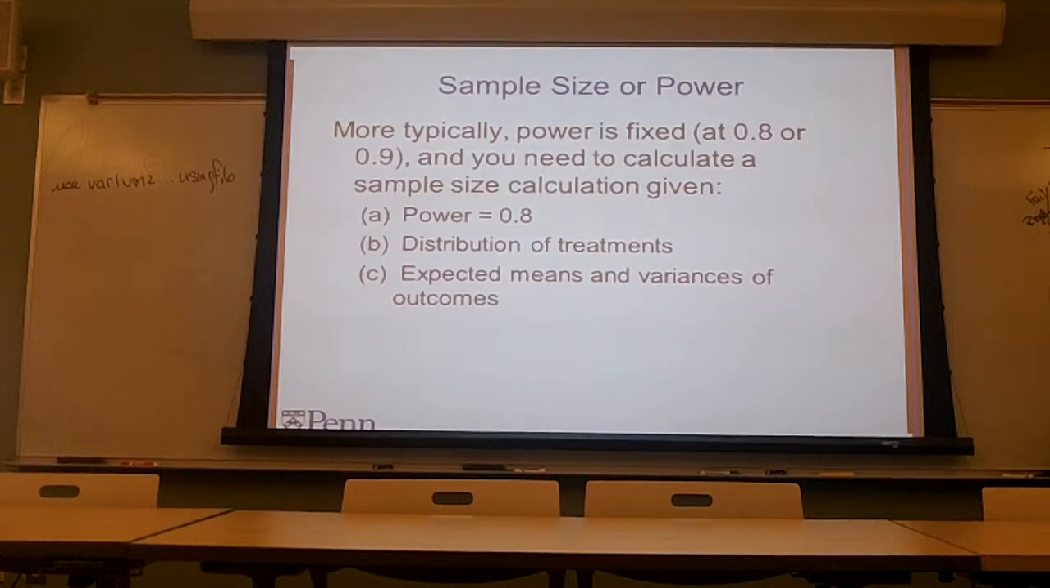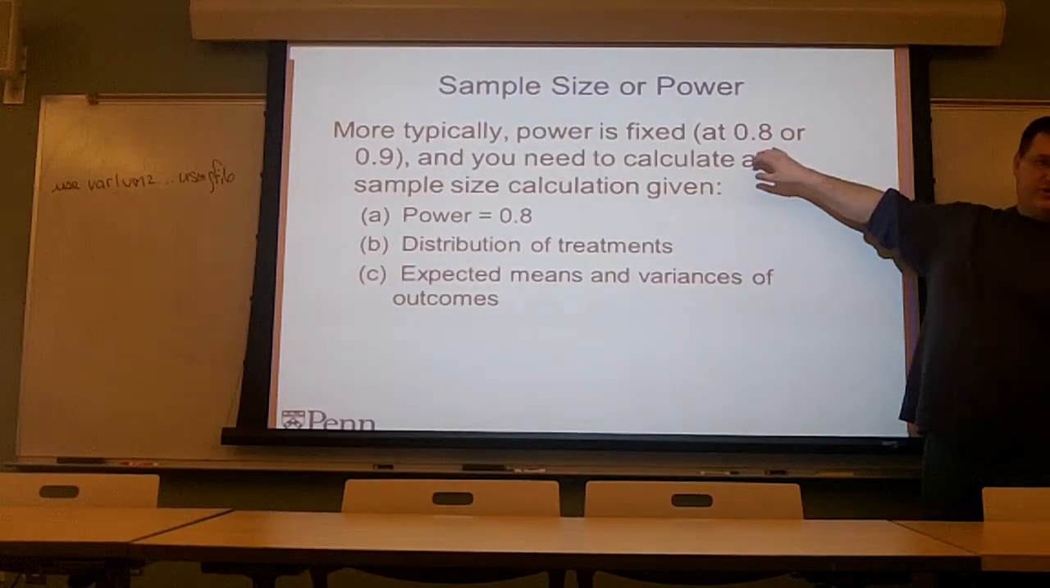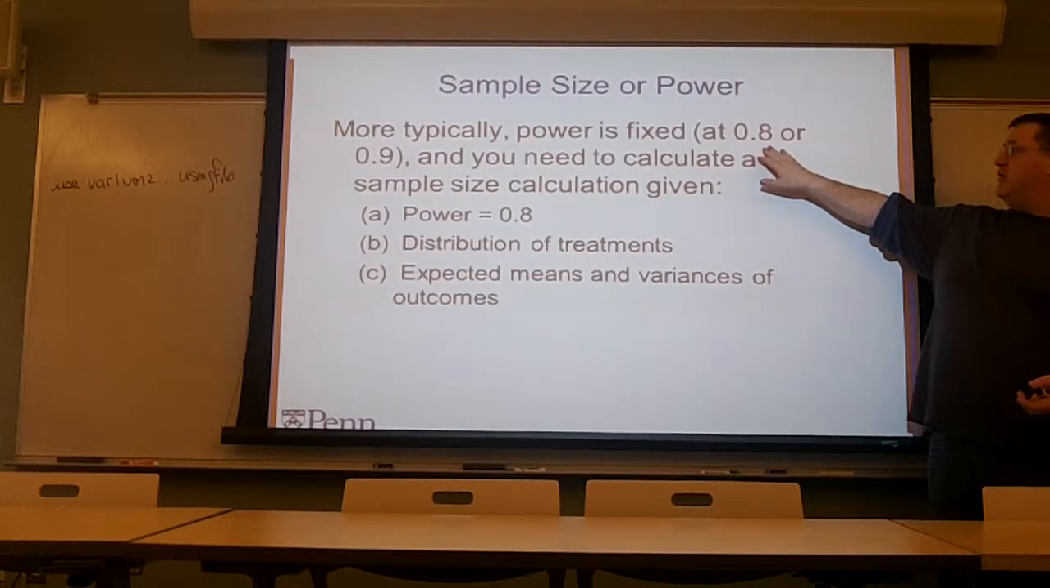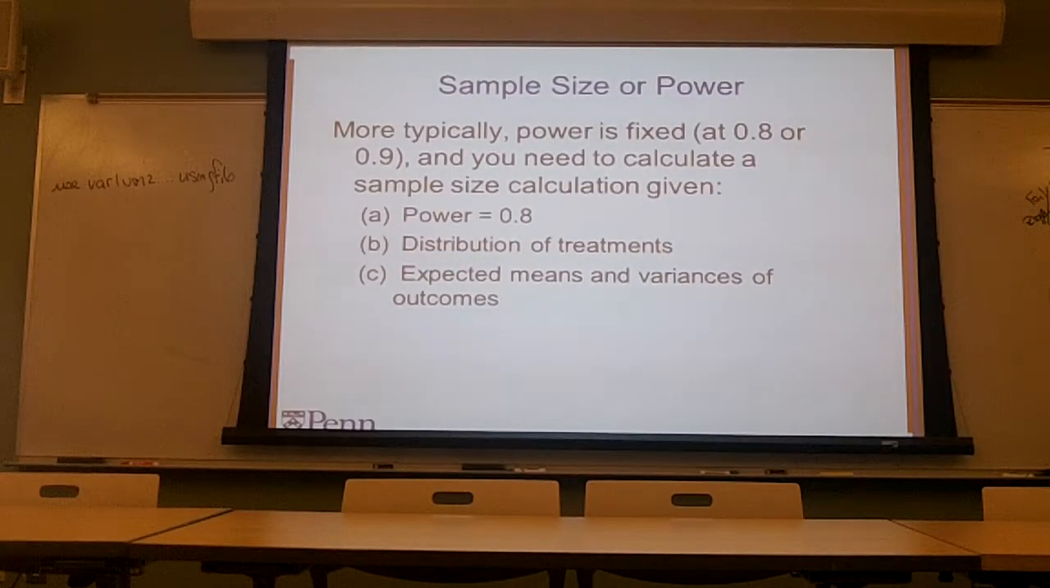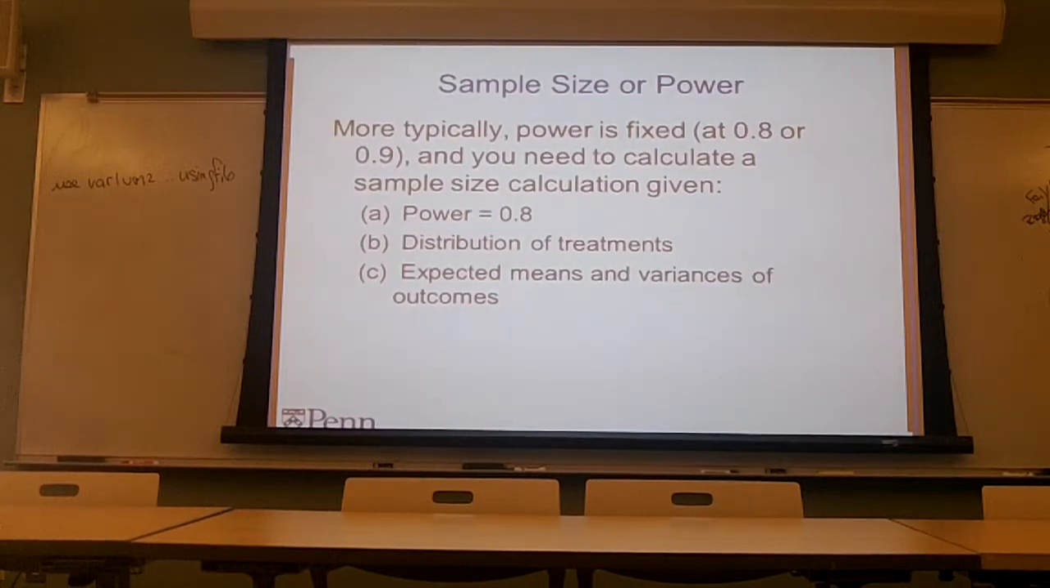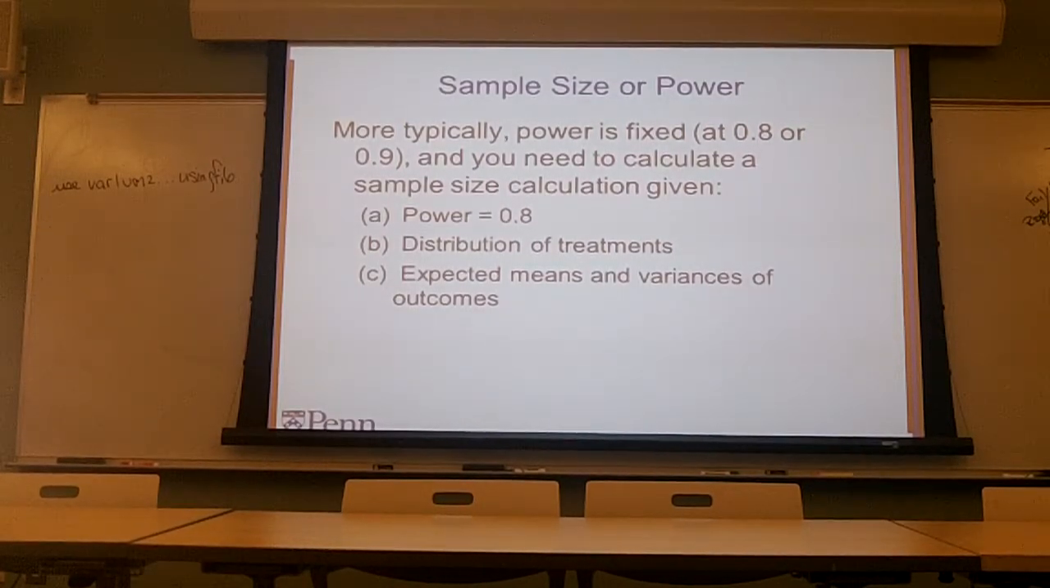And by convention, we usually set power, so 1 minus beta is what we refer to as power. We generally set that to be about 0.8. But if it's very important to you to find that effect, you might go as high as 0.9. So by increasing the power, you're decreasing the probability of a beta error, because these two things are linked. Make sense?